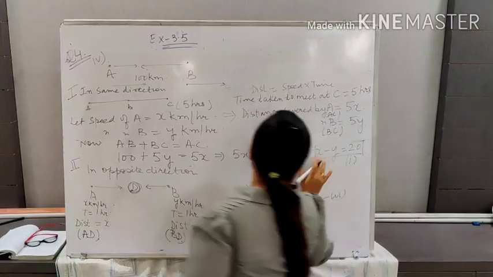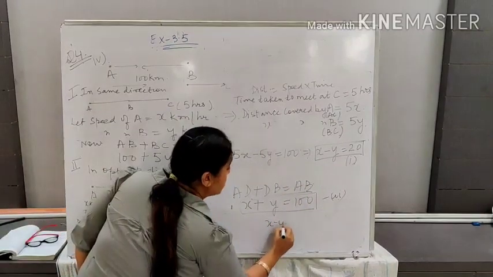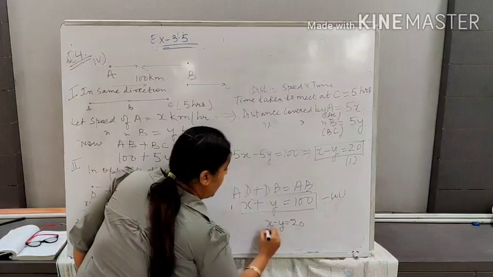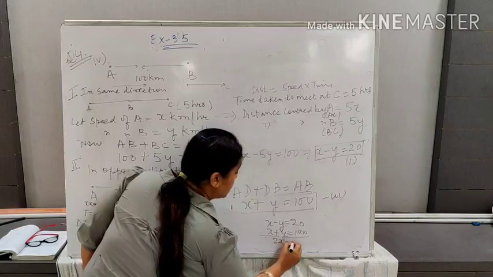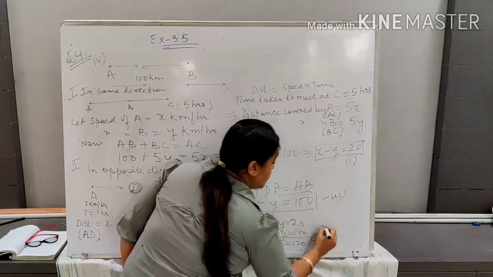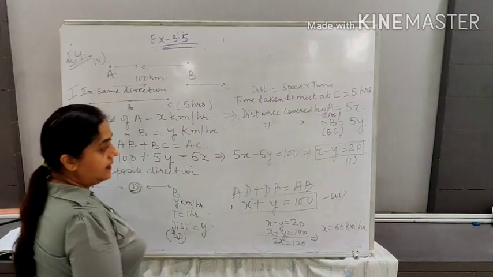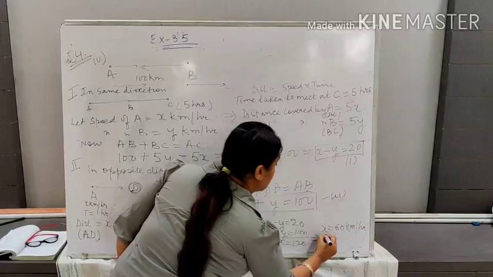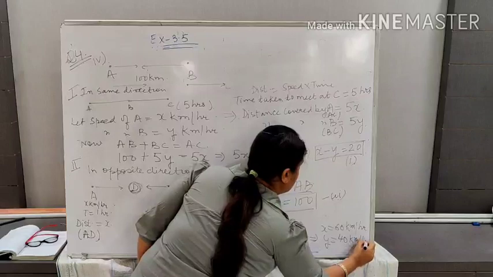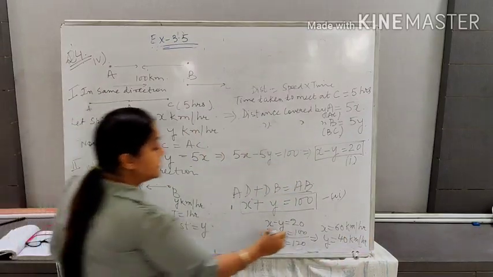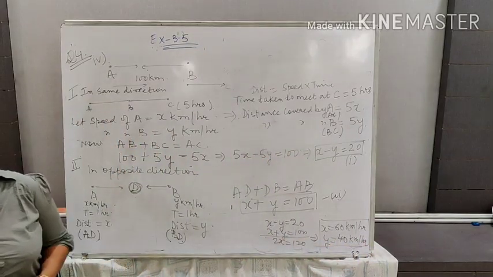Very simple. You solve the first equation and second equation. What will you get? You just add up. x minus y is equal to 20. x plus y is equal to 100. Simply you add up. 2x is equal to 120. Implies x is equal to 60 kilometers per hour. If x is 60, then what is y? Speed of A is 60 kilometers per hour and speed of B is 40 kilometers per hour.